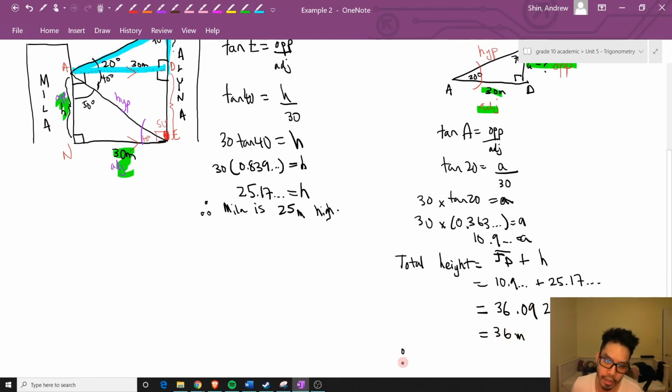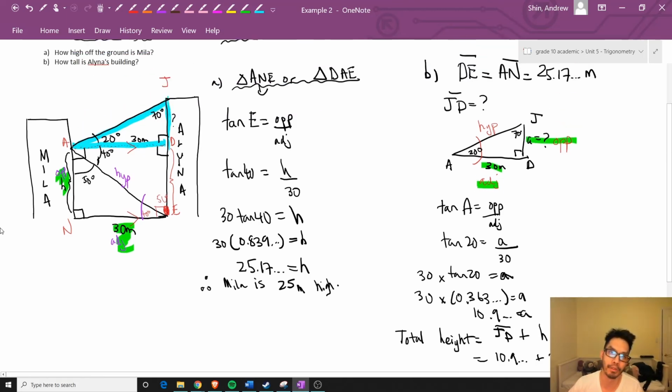And to finish off the word problem, we just give a therefore statement. So therefore, the height of Alina's building is 36 meters.